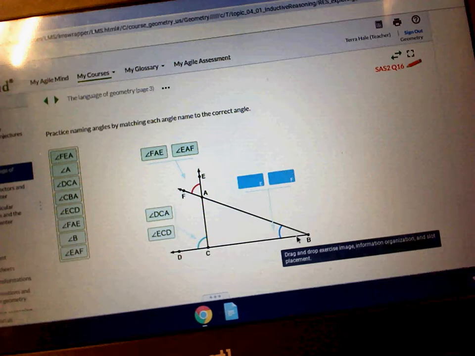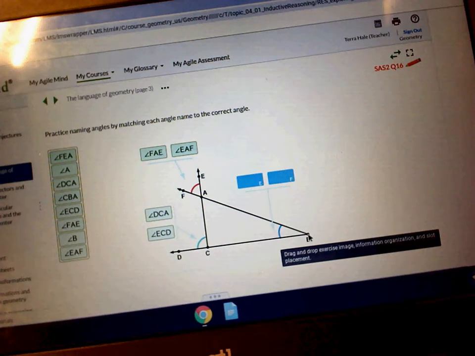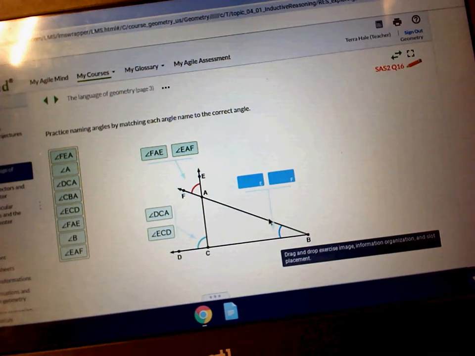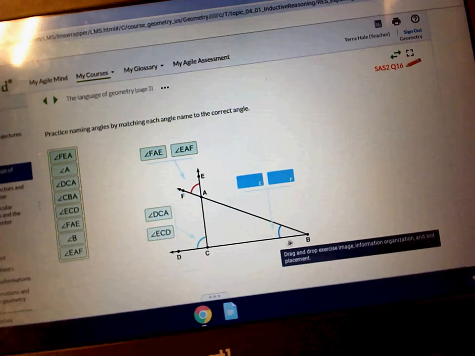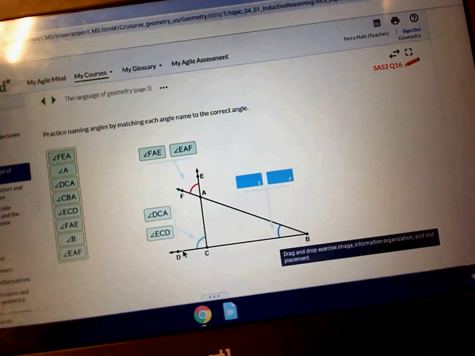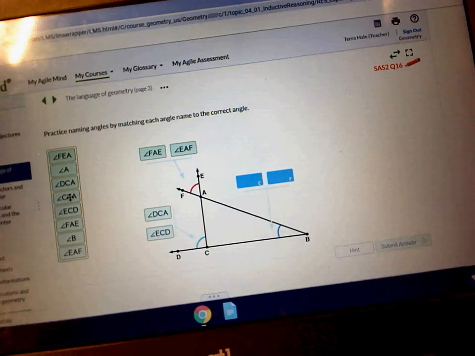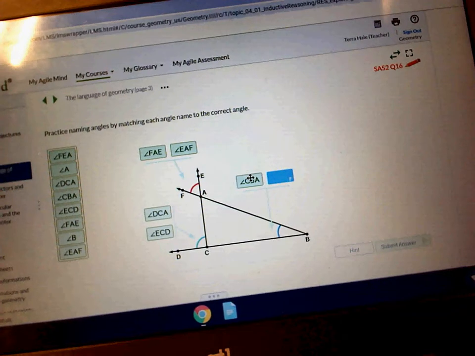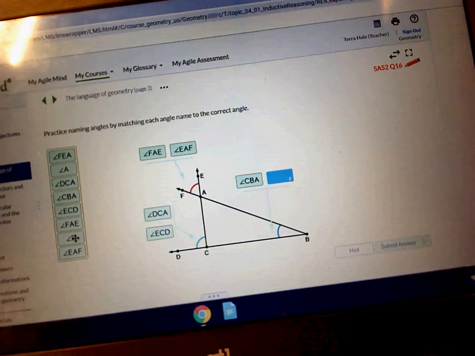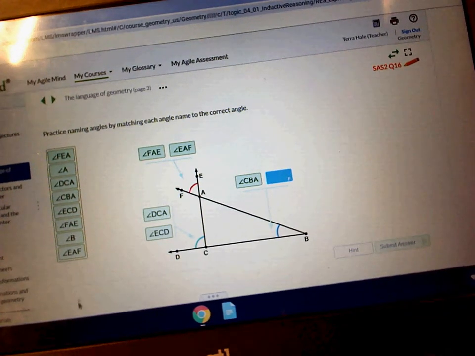So over here, B is the vertex, so it has to be the middle letter. On this side, we can either use point A or F. On this side, we can either use point C or D, okay? But we're looking for B in the middle. So here's CBA, that's one of our answers. And here's one that just has angle B. There's not another one with B in the middle. And so we can name that angle B as well.